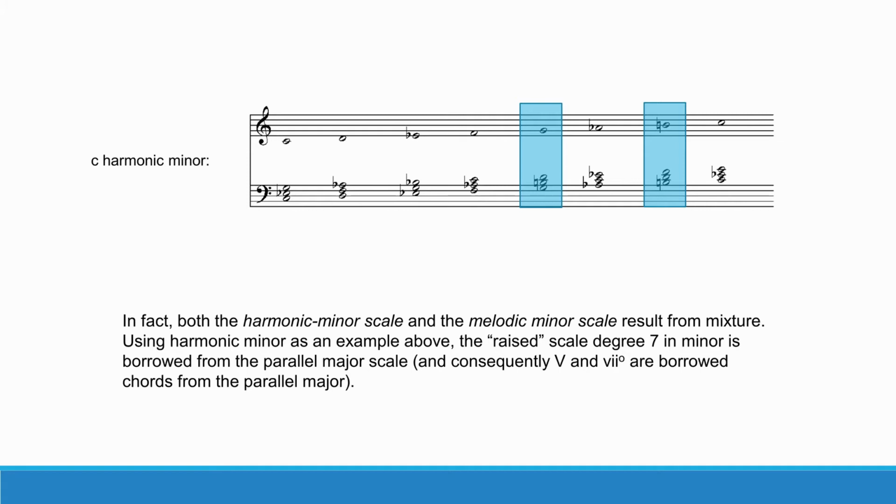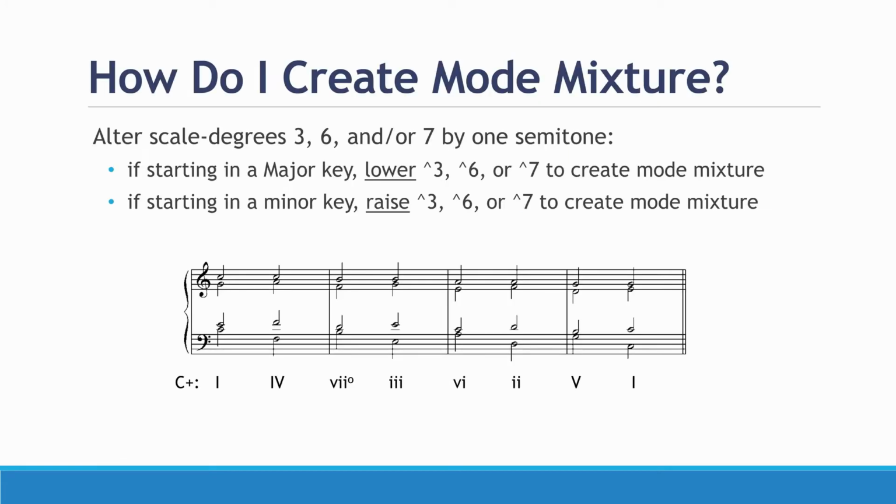So when you're composing, how do you create mode mixture? Well, there's a few very simple steps to follow. Your basic premise is that you're going to be altering scale degrees 3, 6, and 7 by one semitone. If you're starting your whole piece in the major key, when you do mode mixture, you're going to lower those scale degrees by a semitone. If you're starting your whole piece in a minor key, you're going to take scale degrees 3, 6, and 7, and you're going to raise those notes a semitone. So basically, if you're starting in major, you want to lower those notes to make it sound more like minor. And if you're starting in minor, you want to raise those notes to make it sound more like major.